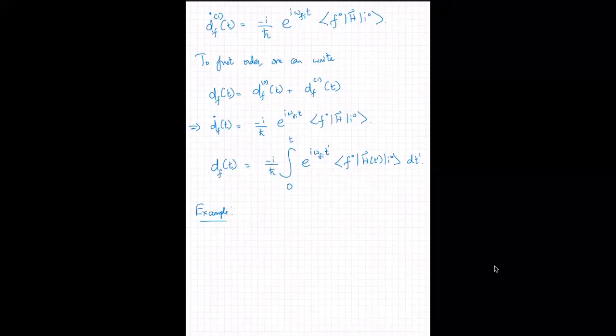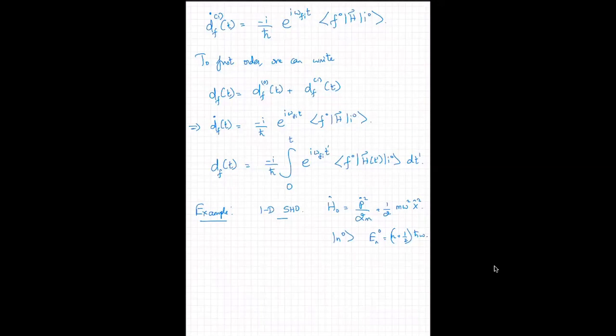Example. There is a one-dimensional simple harmonic oscillator. Obviously you know that H0 is basically P squared over 2m plus 1/2 m omega squared x squared, right? And then this has stationary states |n0>, and you know that the eigenenergies are (n plus 1/2) h bar omega. These are all things that you already know.